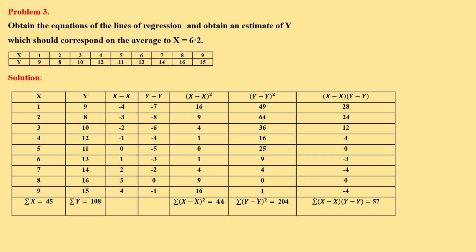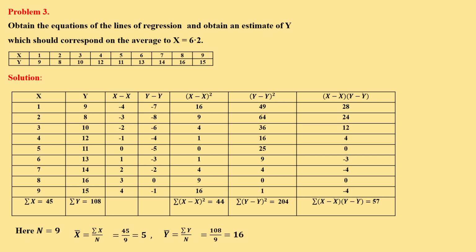Adding all x values, 1 plus 2 plus 3 plus 4 etc. up to 9, you will get summation x equal to 45. Adding all the numbers in y, 9 plus 8 plus 10 plus etc., you will get summation y equal to 108. Then find x bar and y bar, the means. Here n is equal to 9, x bar is summation x by n, so 45 by 9, that is equal to 5. Similarly, y bar is summation y by n, so 108 by 9, that is equal to 12.